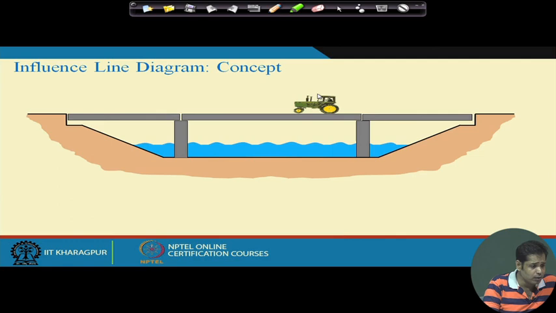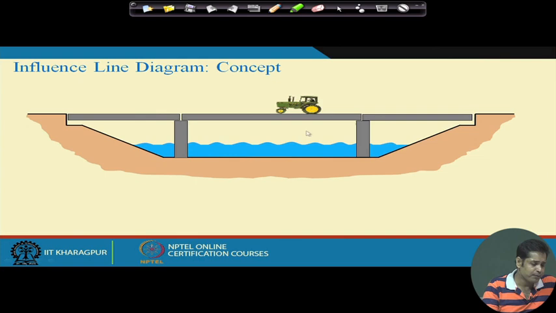But now if the load is not constant, now if the load moves, consider the central girder. As the vehicle changes its position, the internal forces in the central girder, or for that matter any girder, keep on changing, right. We'll see how to deal with that, but let's take a snapshot. For a given time instant, suppose the position of this vehicle is this.